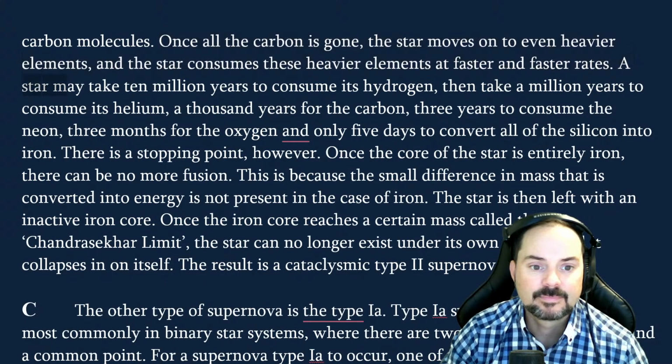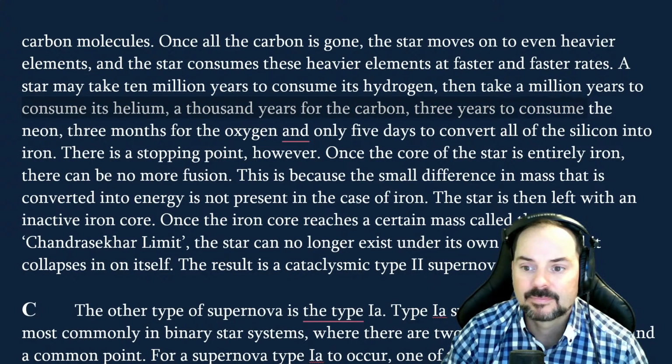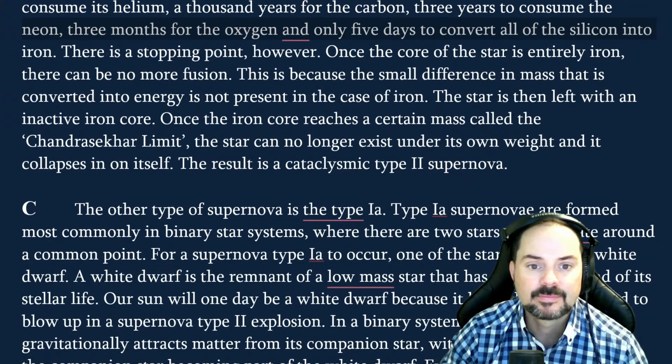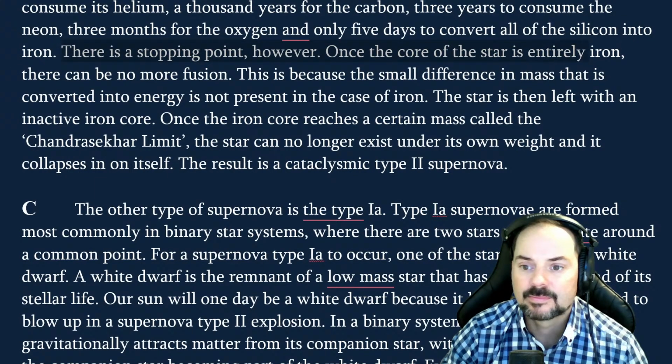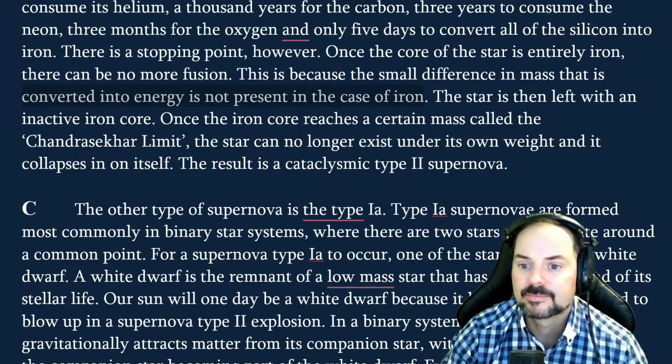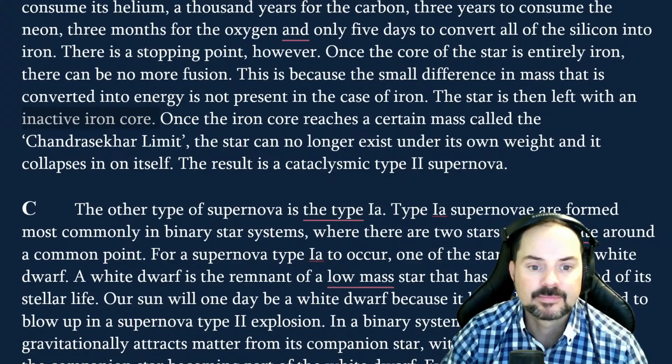A star may take 10 million years to consume its hydrogen, and then take 1 million years to consume its helium, 1,000 years for the carbon, 3 years to consume the neon, 3 months for the oxygen, and only 5 days to convert all of the silicon into iron. There is a stopping point, however. Once the core of the star is entirely iron, there can be no more fusion. This is because the small difference in mass that is converted into energy is not present in the case of iron. The star is then left with an inactive iron core.